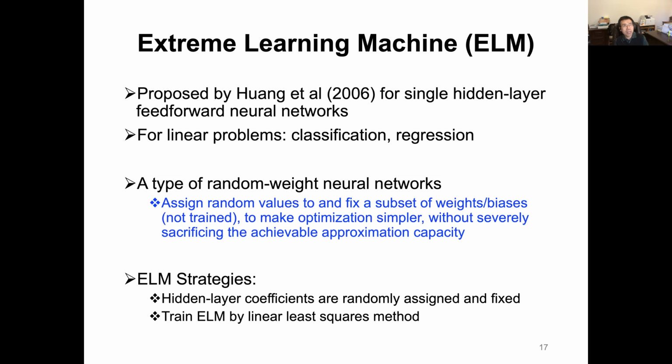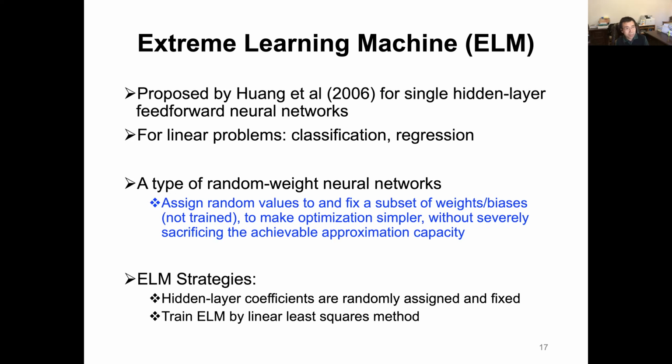So the random weight neural networks, the basic philosophy is this: since training the entire neural network is extremely hard and costly, perhaps if we assign a subset of the network coefficients to random values and fix them, we can probably make the resulting optimization simpler, ideally linear, without severely sacrificing the achievable approximation capacity. So that's the philosophy of the randomized neural networks. So ELM absorbs some of the ideas of the random weight neural networks.